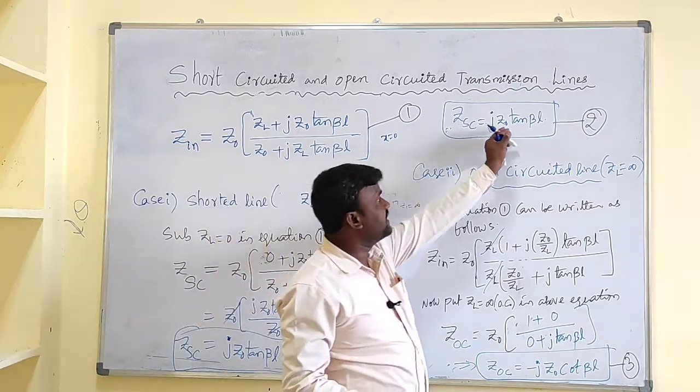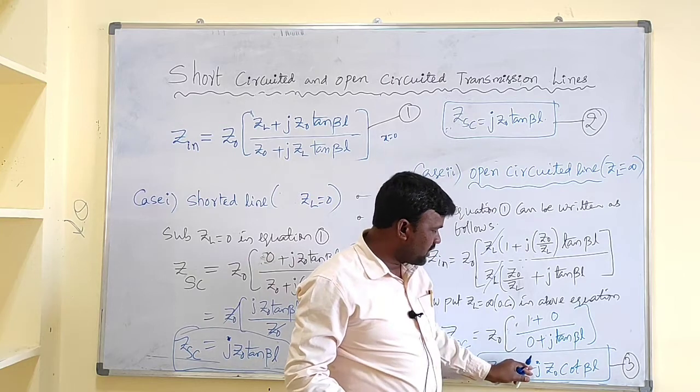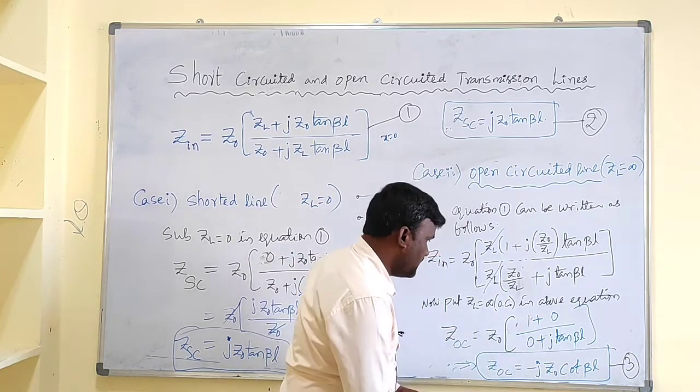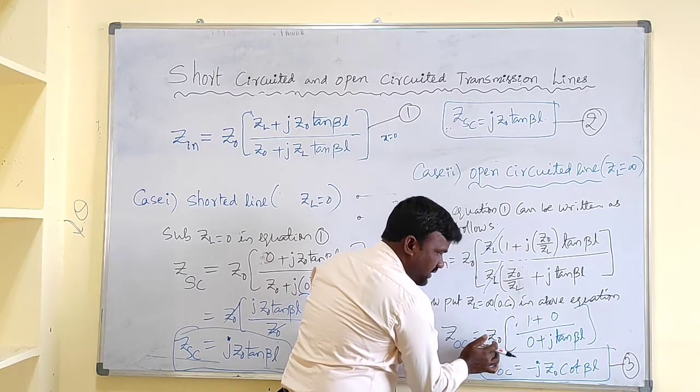For short circuited line, Zs equal to what? J into Z naught tan beta L. For open circuited line, it is equal to what? Minus J into Z naught cot beta L. Here it is 1 by tan beta L, that 1 by tan beta L equal to cot beta L into Z naught.